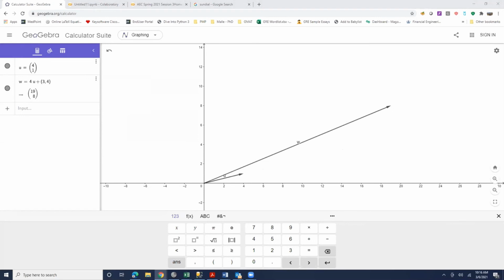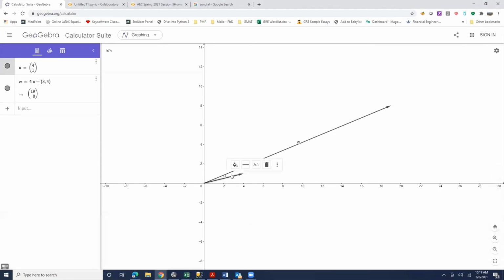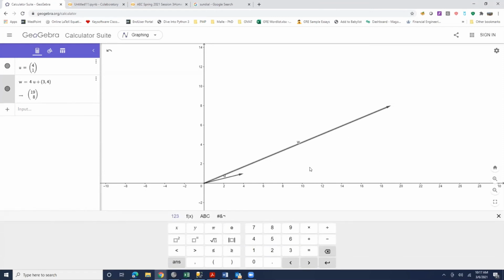So in 2 dimensions, what are the operations I can do? Kind of, right? Like I started here and I rotated it a little bit. Is this along the same line? My u and w are not along the same line, right? u was in this direction, this is in this direction. So I rotated it a little bit.